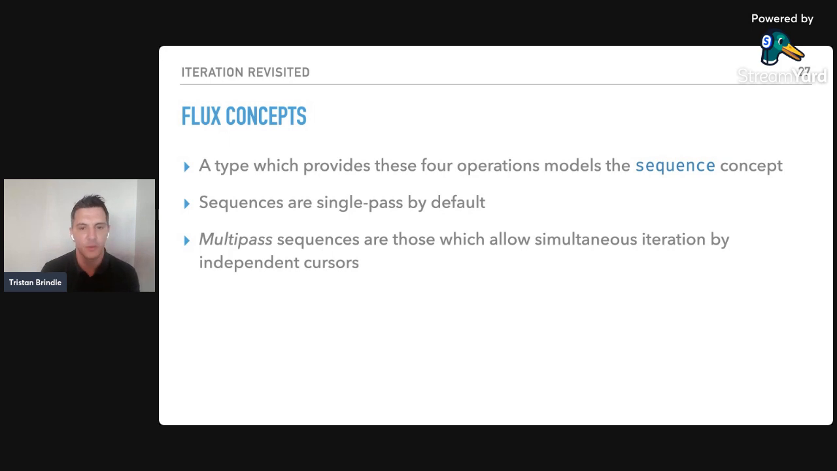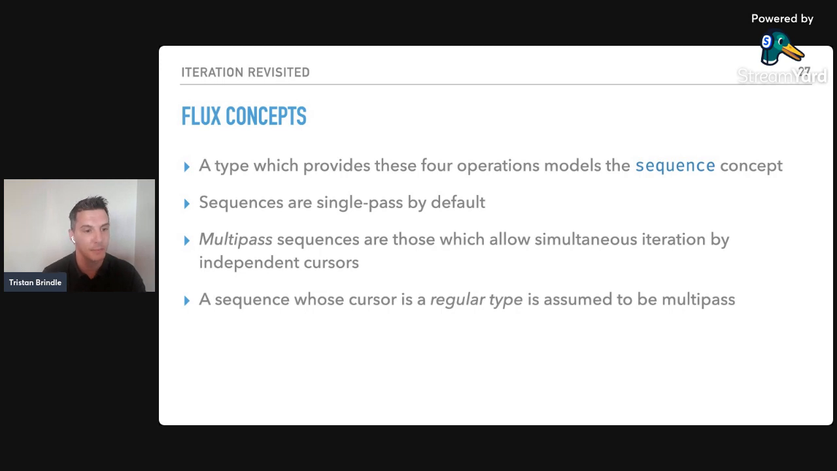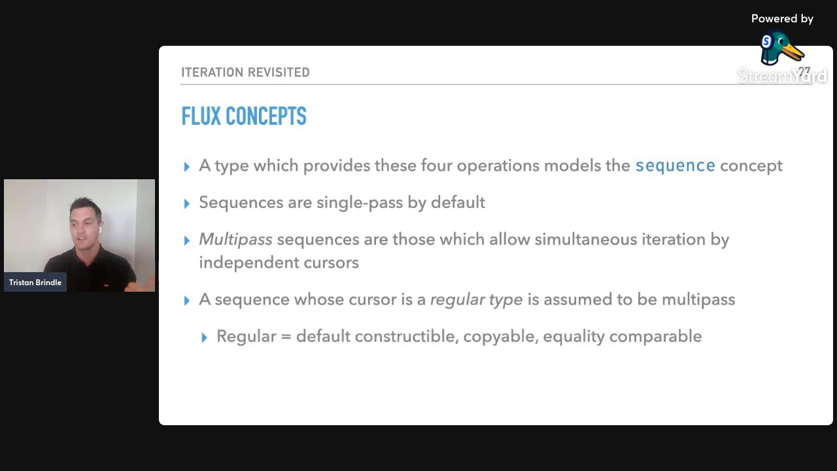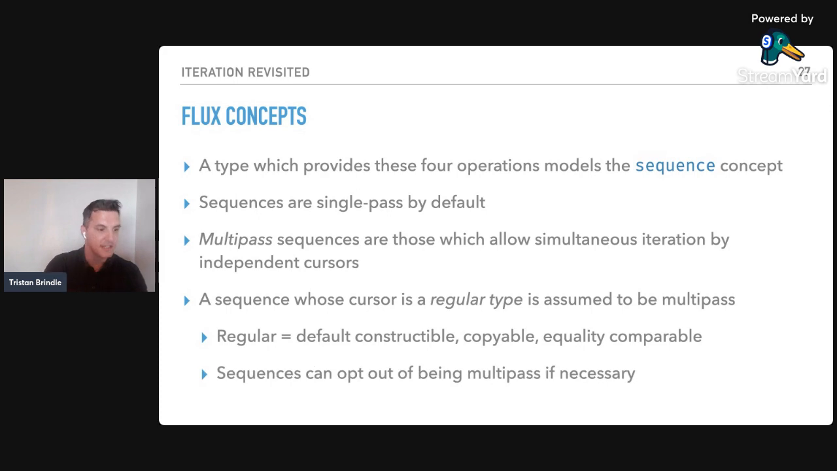Multipass sequences have a few more requirements on them than single-pass sequences. In particular, the cursor type for a multipass sequence needs to be what we call a regular type. A regular type is one that is default constructible, copyable, and equality comparable. These are operations we need in order to write useful algorithms on multipass sequences. For equality comparable, we need to be able to say, do these cursors represent the same position in a sequence? So a multipass sequence requires its cursor type to be regular, and conversely, if your sequence's cursor type is regular, then we assume that your sequence is multipass.